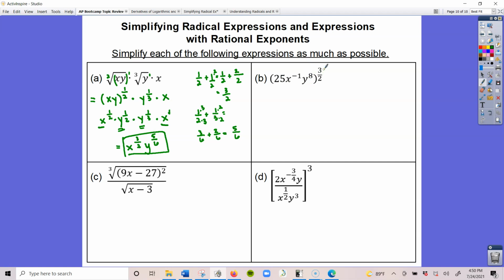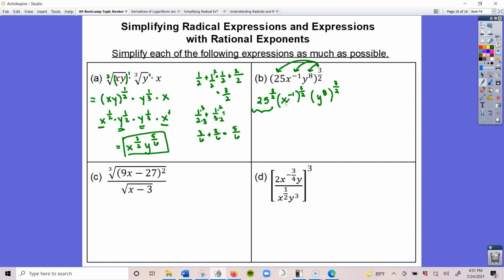But now what we have to do is apply this exponent to everything that's inside of the parentheses. So you have to apply it to the 25, to the x, and to the y. So this is 25 raised to the 3 over 2 times x to the negative 1 raised to the 3 over 2. And then y to the 8th raised to the 3 over 2. And now let's see what happens.